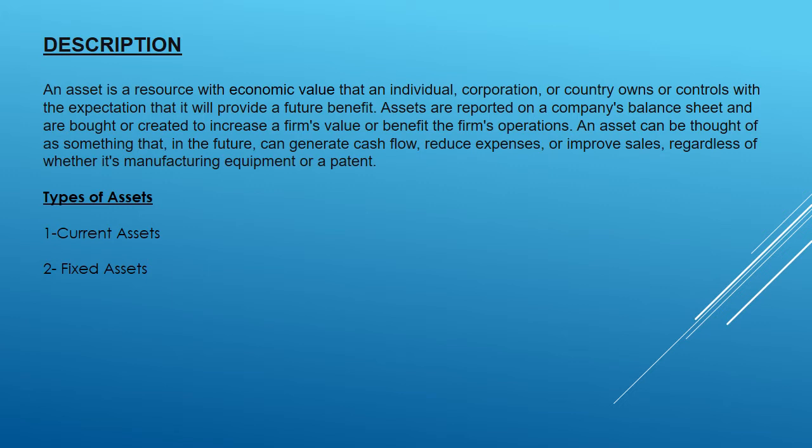Assets are reported in a company's balance sheet and are bought or created to increase a firm's value or benefit the firm, and are the benefits of the firm's operation. An asset can be thought of as something that in the future can generate cash flow, reduce expenses, or improve sales, regardless of whether it is manufacturing equipment or a patent.